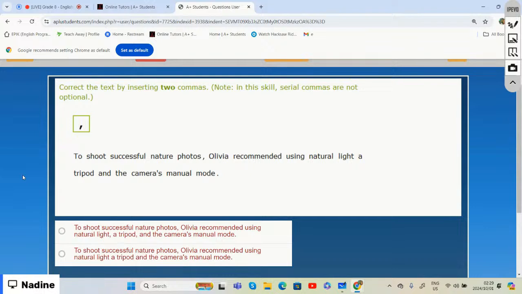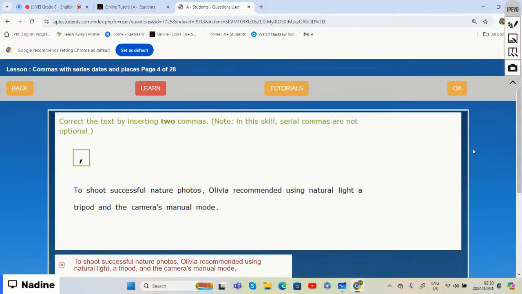All right, yes. And if we were to choose the correct option, then yes, option one, you're correct, is correct, because we need to put a comma after natural light and a tripod. So well done.